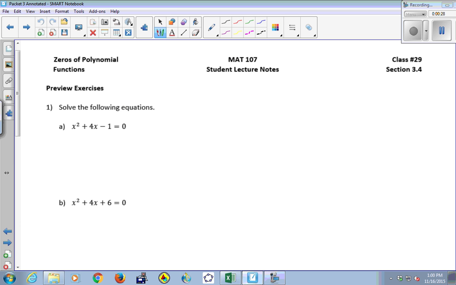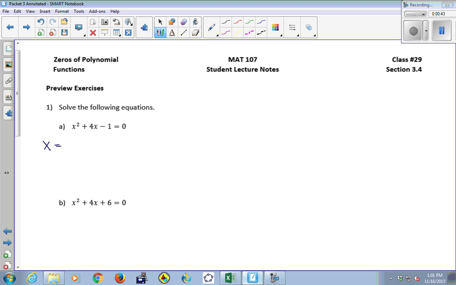Okay, let's just do the preview exercises together. I have a quadratic equation. How do I solve it? Quadratic formula, yeah. And I could try to factor it, but in this case it doesn't factor, so I just got to use the quadratic formula.